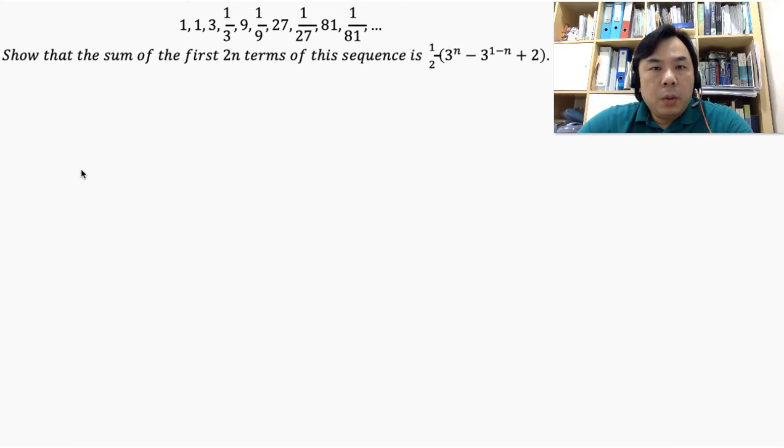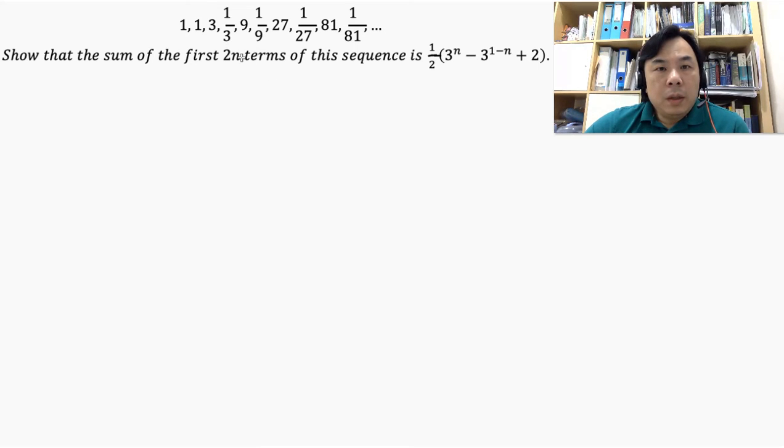Now we are given a sequence that consists of all these numbers. We need to show that the sum of the first 2n terms of this sequence is given by, I think this is a half, so this is a half, 3 to the power n minus 3 to the power 1 minus n plus 2. We need to prove whether that is true or not. Yep, all right, let's get started.